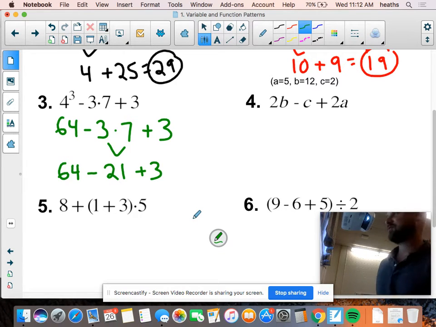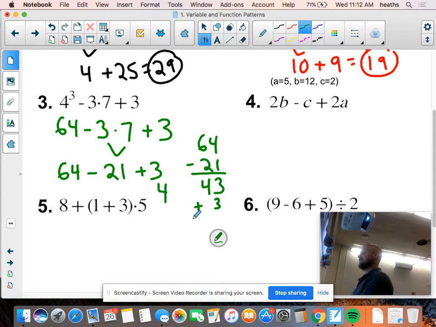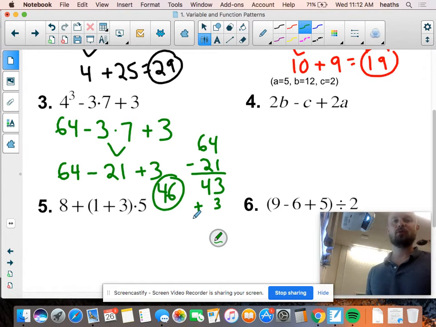I'm going to do 64 minus 21 over here on the side because I need to work that one out. 64 minus 21. 4 minus 1 is 3. 6 minus 2 is 4. So we have 43 plus 3 gives us our final answer. I'm going to try to squeeze it in right here, which is going to be 46. 43 plus 3 would be 46.